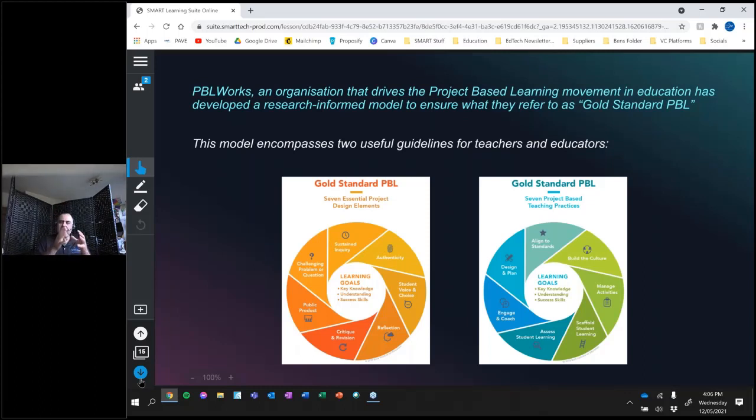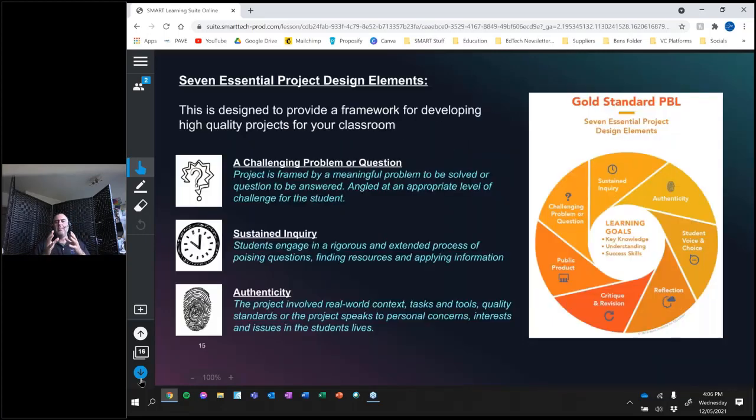Now, the model encompasses two different guidelines. The first one is essential project design elements, and the second one is project-based teaching practices. These two guides can be used to really help you and your students immerse yourself in project-based learning. I'm going to show you these and talk about these 7, because if you are running a project-based learning activity in your classroom and it's new to you, these guidelines can really help you to enhance and develop that practice. If you are thinking about developing it, they can be a really great framework to use when you are planning.